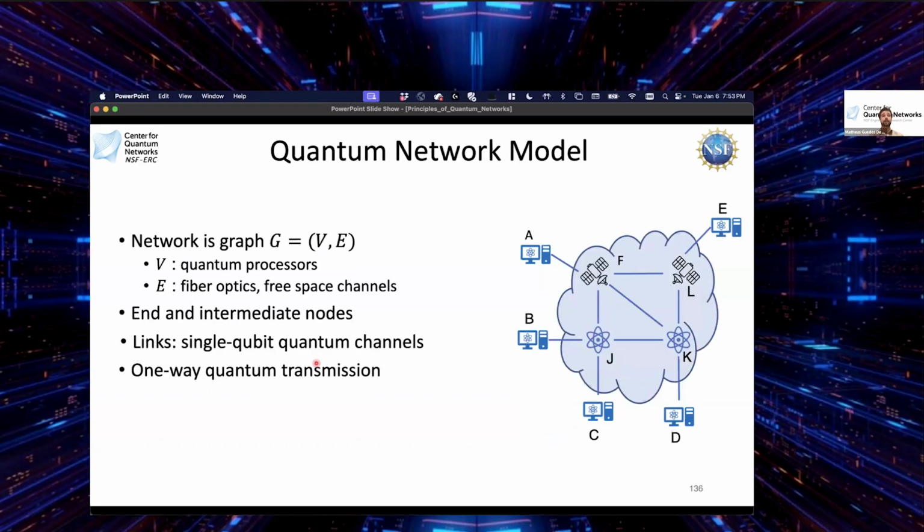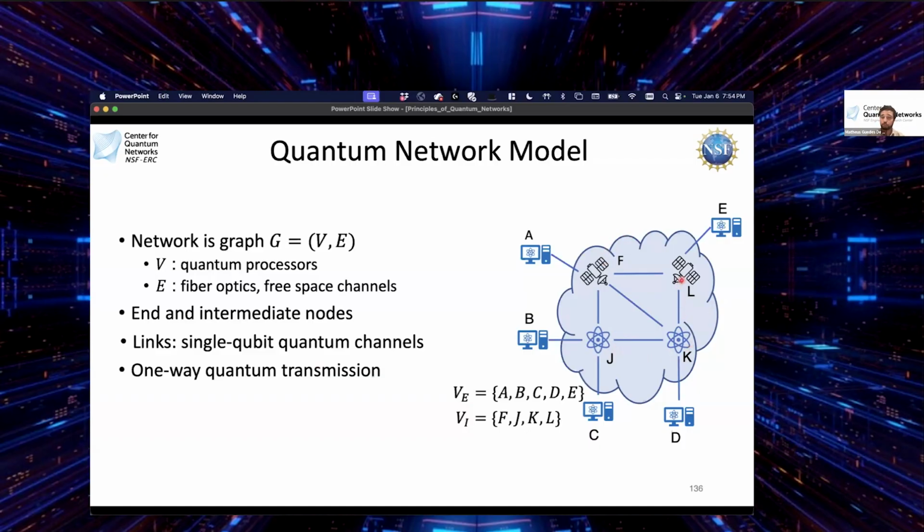Our model is as follows. Again, we're going to use a graph to represent the network, where the nodes of this graph are quantum processors, and the edges of this graph are representing the quantum links that we use, such as fiber optics and free space channels. We have end nodes and intermediate nodes. In this figure, the end nodes are nodes A, B, C, D, and E, and the intermediate nodes are nodes F, J, K, and L.